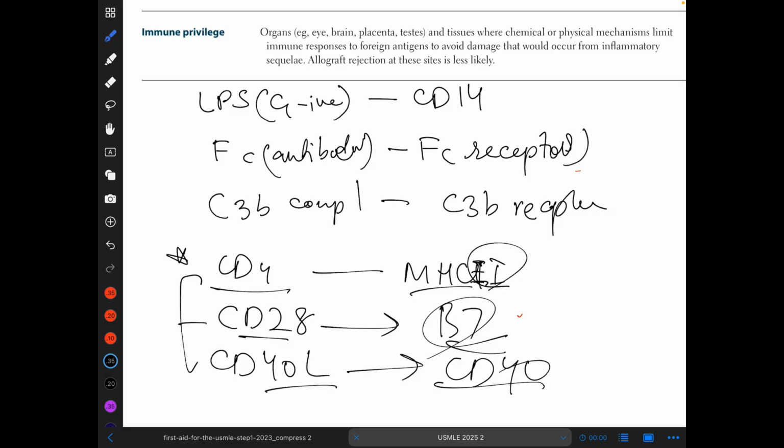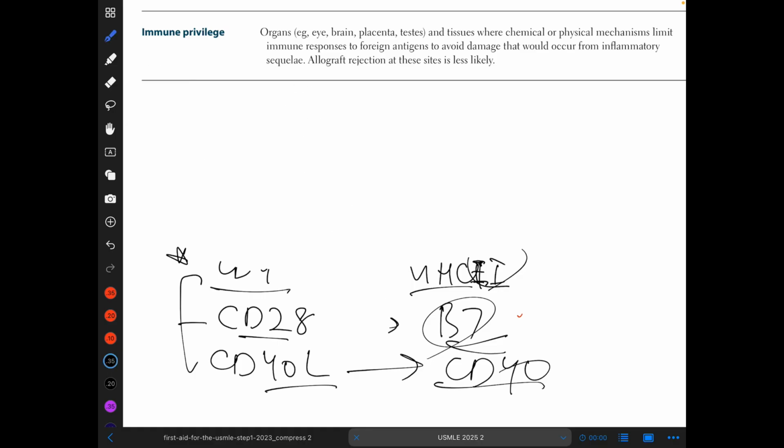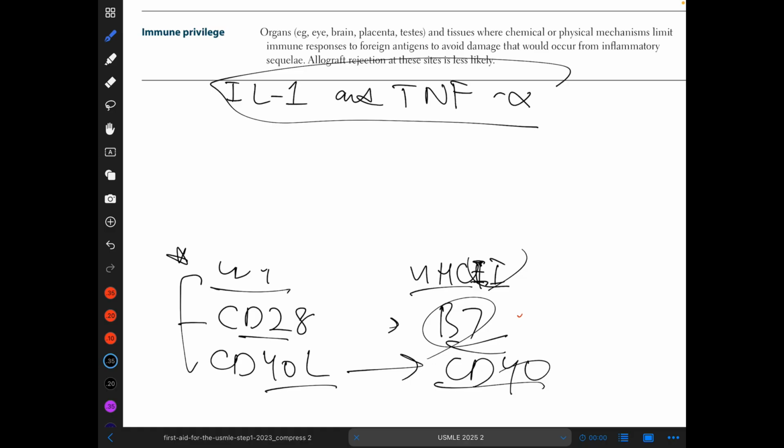And guys, the key cytokines produced by macrophages are interleukin 1 and tumor necrosis factor alpha. These are the key cytokines of macrophages, and others are interleukin 6, 8 and 12. Interleukin 1 and tumor necrosis factor alpha both increase the synthesis of endothelial adhesion molecules and allow neutrophils to enter the inflamed tissues. Interleukin 1 is an endogenous pyrogen that causes fever.